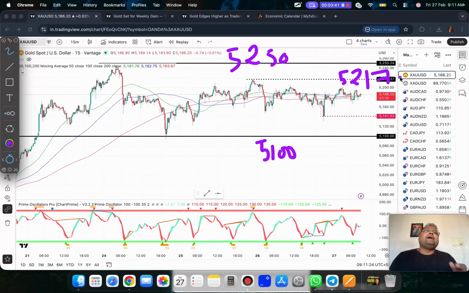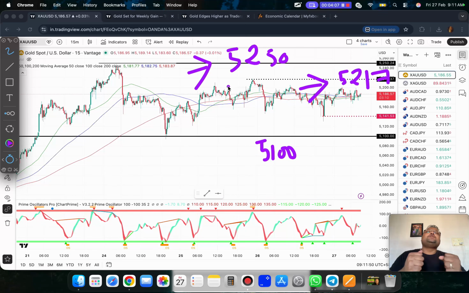In comparison, 5250 is a much better, stronger level, but we are day traders, sometimes we get impatient, so we can also look for a sell position around 5217 as well. So these are the two selling opportunities if the market goes up. Overall the trend of the market may be bullish, but at this moment we can see the market is trading in a range, so we are looking for sell opportunities.